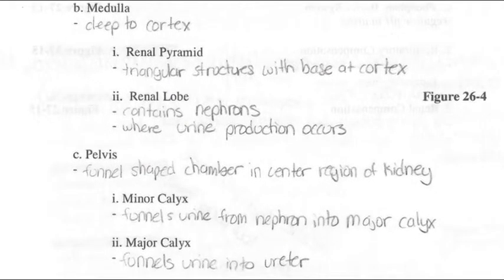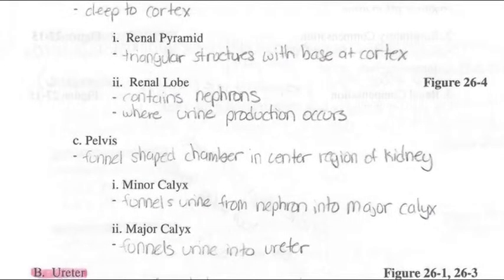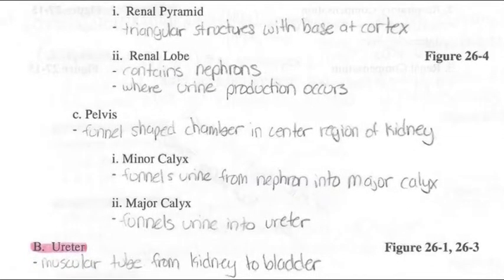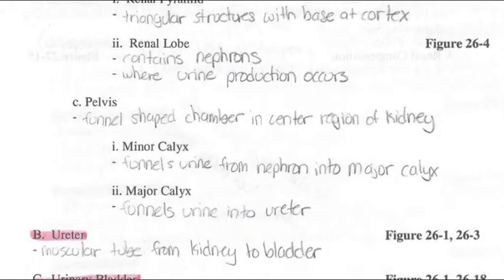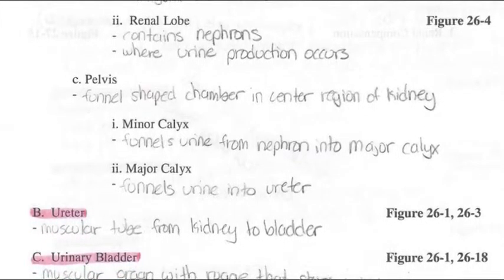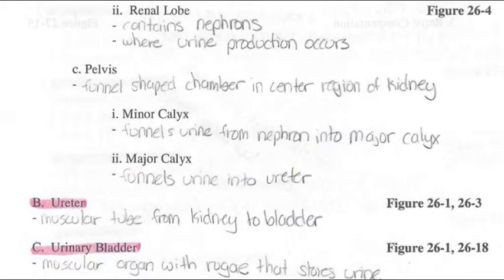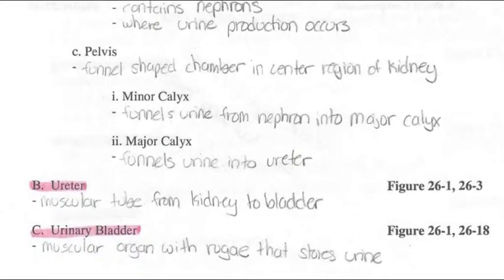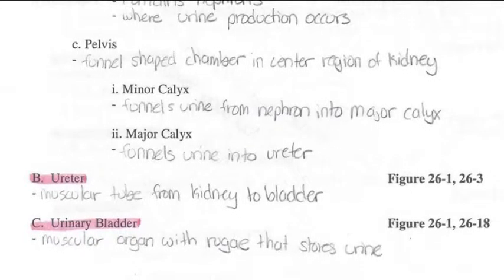The renal lobes within the medulla contain nephrons, and this is where urine production occurs. C. Pelvis. This is the funnel-shaped chamber in the center region of the kidney. Within the pelvis, the minor calyx funnels urine from the nephron into the major calyx. The major calyx funnels urine into the ureter.